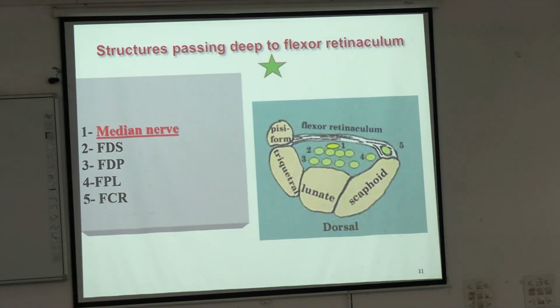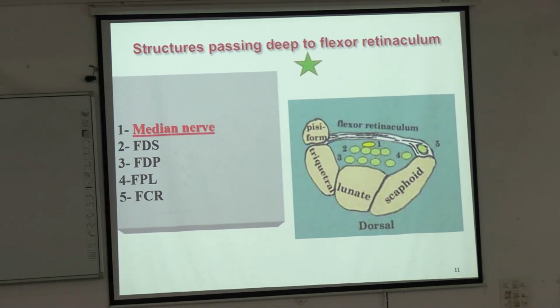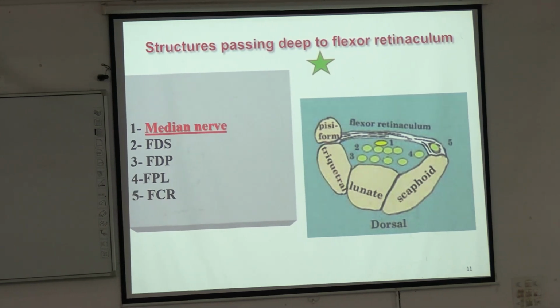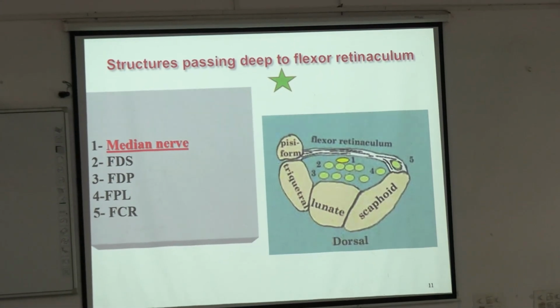So this is what you have to remember. Number 1 thing is the median nerve, which we have to keep in mind. Next is flexor digitorum superficialis, flexor digitorum profundus. Then what? Flexor pollicis longus, which is on the pollicis side, and flexor carpi radialis. So these long tendons are passing under this flexor retinaculum, and along with that, one soft tissue structure running here is number 1, the median nerve.